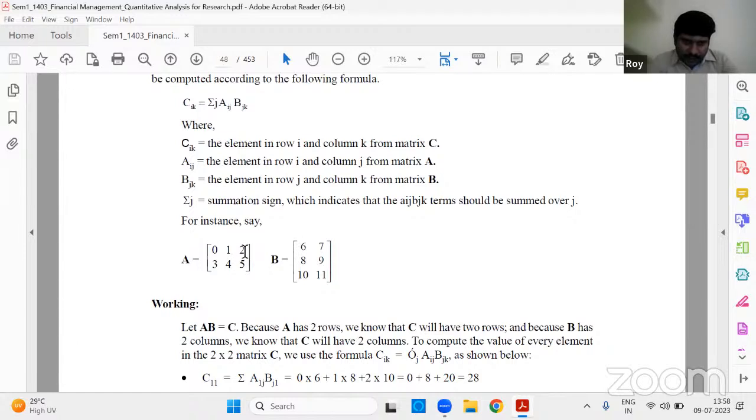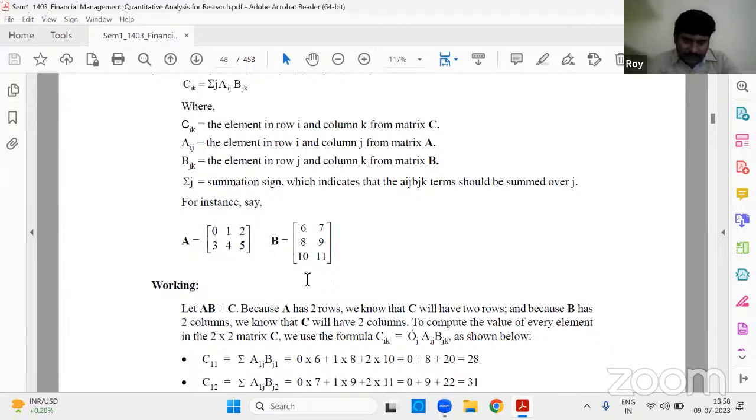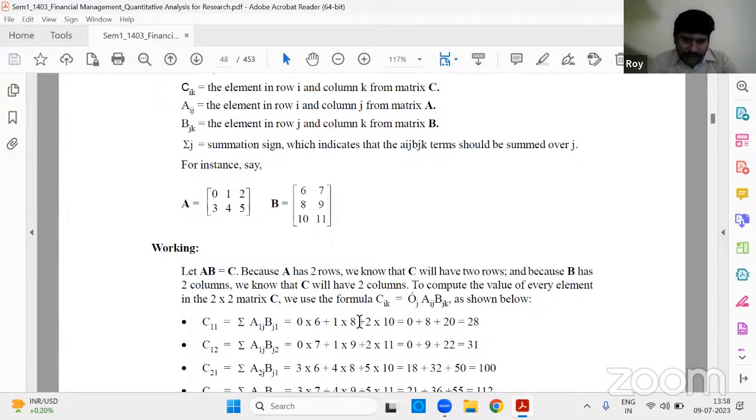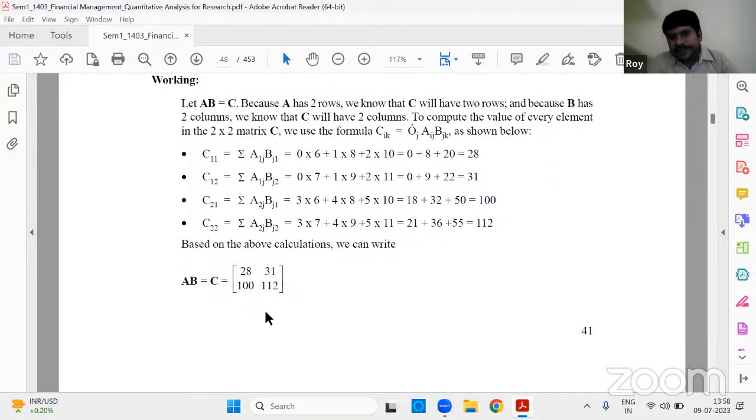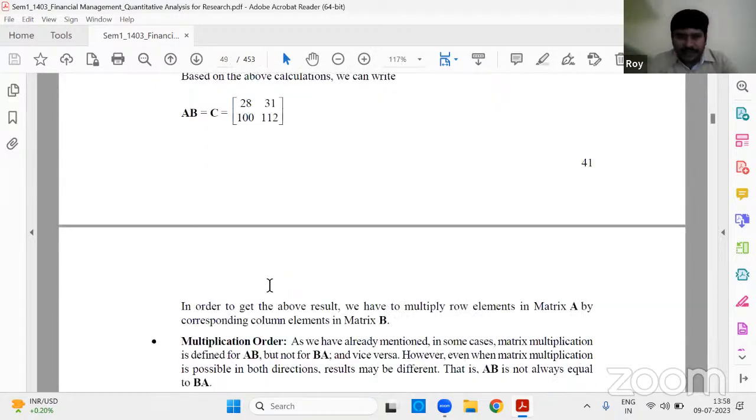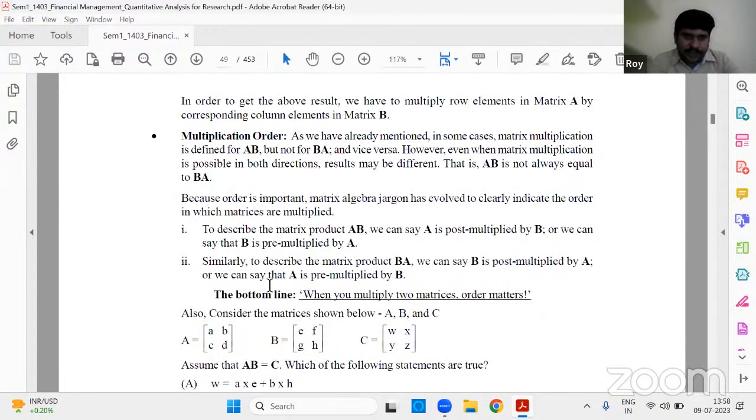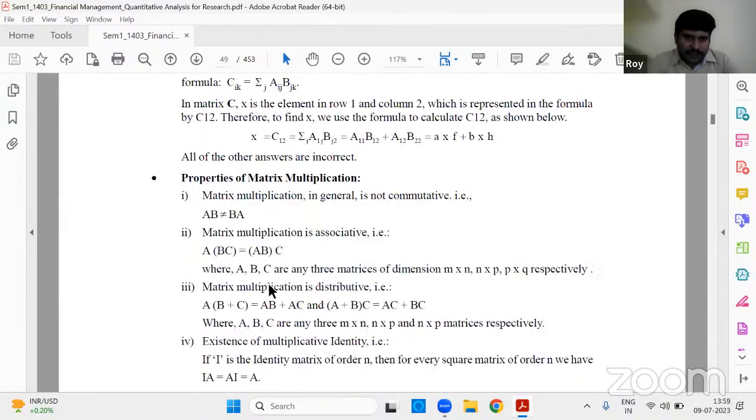This row will be multiplied with this column. 0 into 6 plus 1 into 8, 2 into 10, like that. See, 0 into 6, 0 into 8, 1 into 8, 28. Finally, we will get this. A, B is equal to C. If you multiply, you will get it. Okay, multiplication order is this.